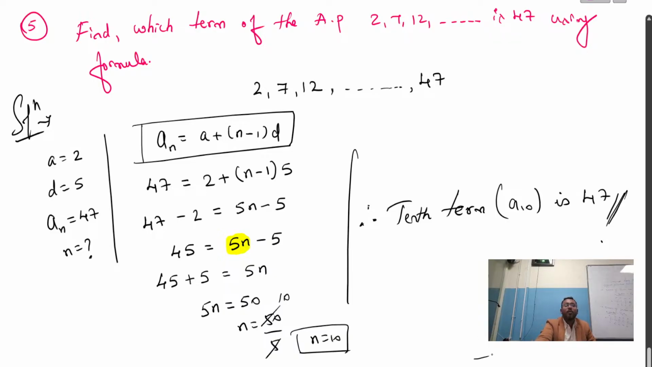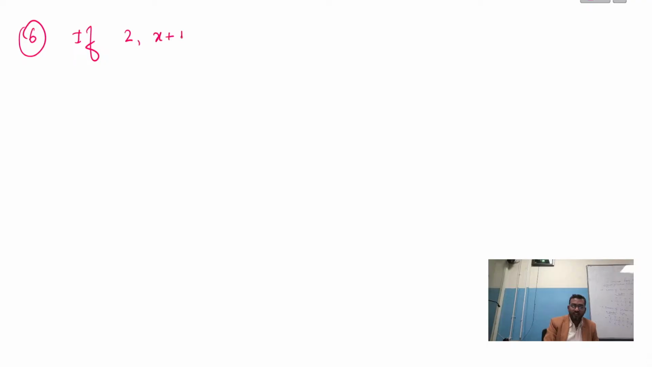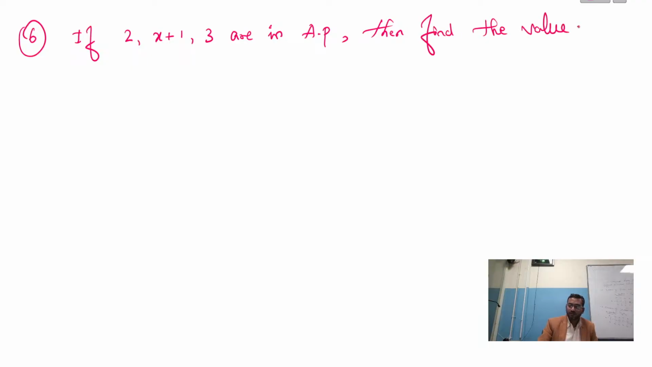Hope you have understood this problem. Am I right? Great. Now let me solve one more problem related to the 2 mark questions which you can expect from this chapter. Take down. If 2, x plus 1, 3 are in AP, then find the value of x.